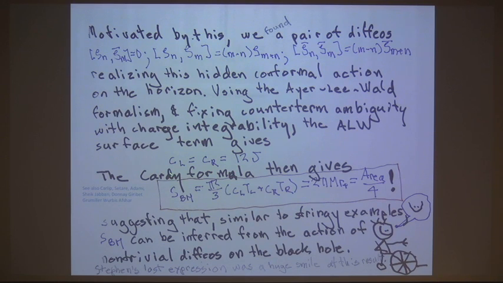And if we put this all together and assume the Cardy formula, we get exactly the area over 4, suggesting that this kind of analysis of large diffeomorphisms near a generic black hole, with soft hair, can be used to infer the entropy from their action.